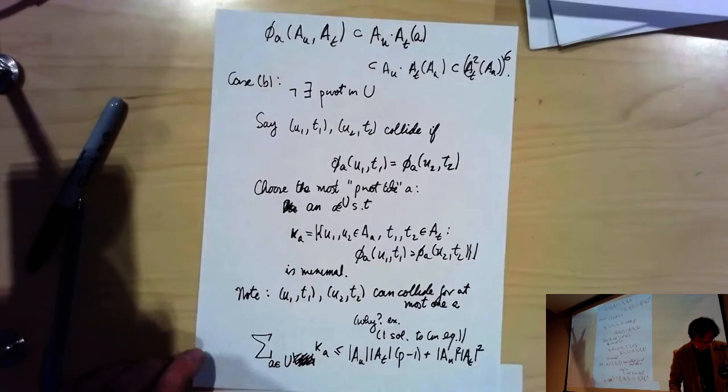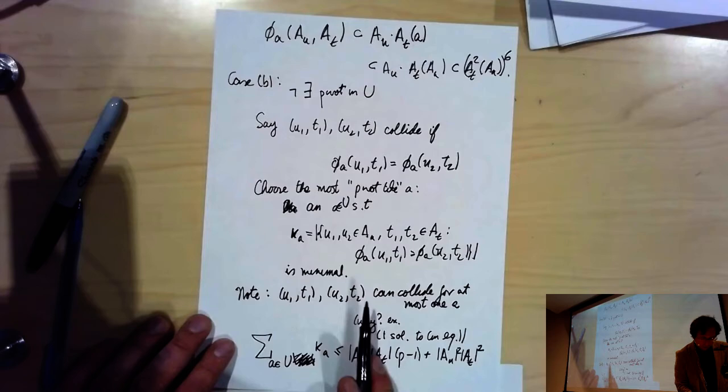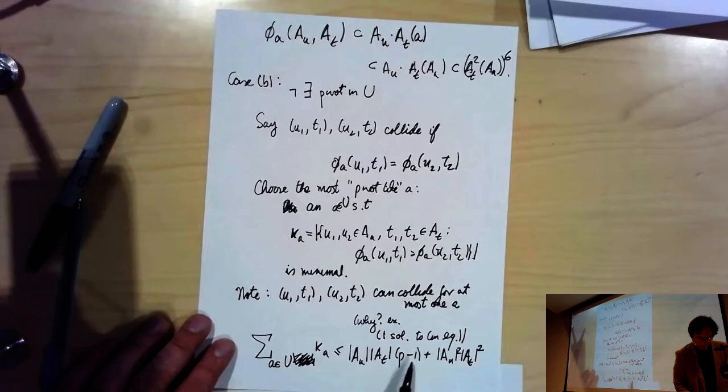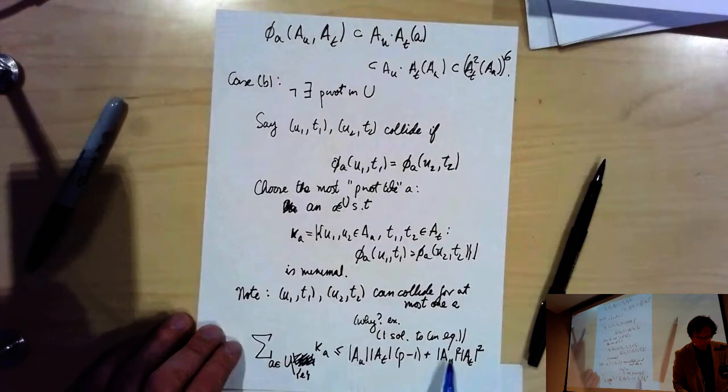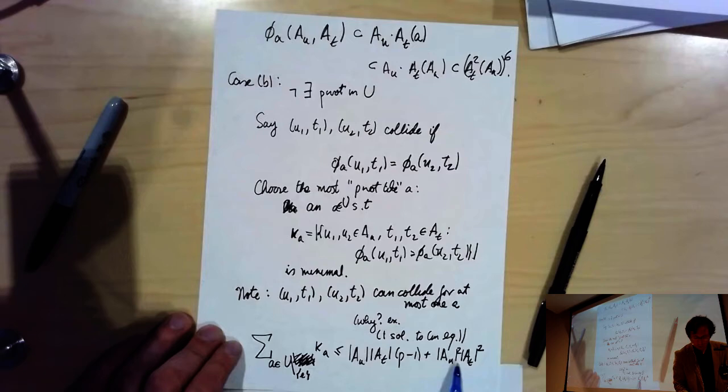I'm not sure I like how I just stated things. I would like to state it the other way around, sorry. So the contribution of the pairs which are identical is AU times AT, those contribute P minus 1, so I am excluding these. And then for all the other distinct pairs of pairs, so it's in fact less than AU, AT squared of them, you have a collision for at most one A.